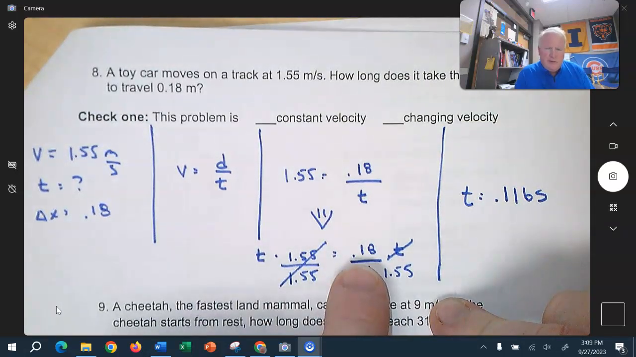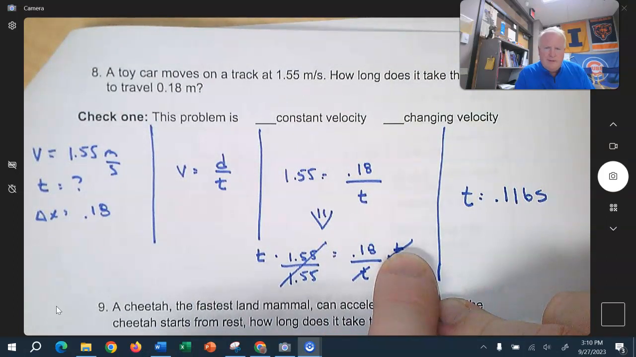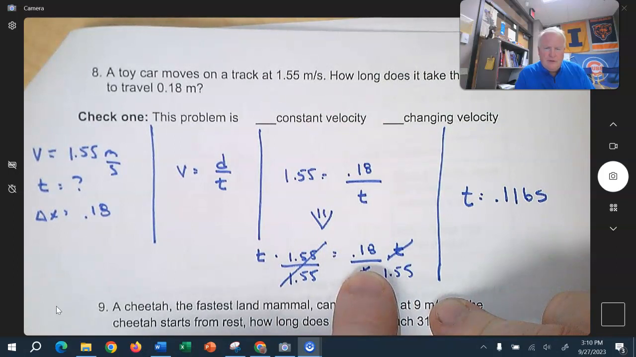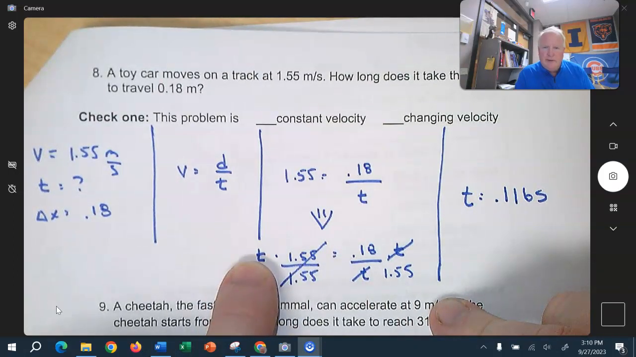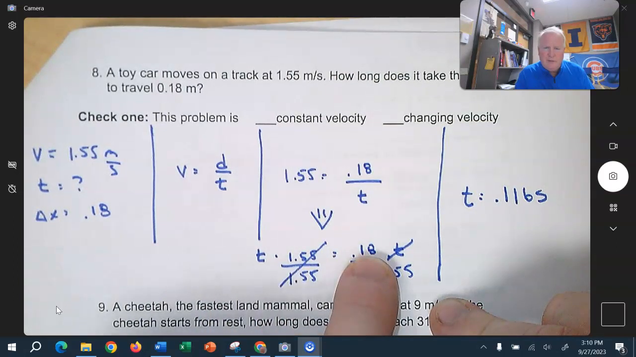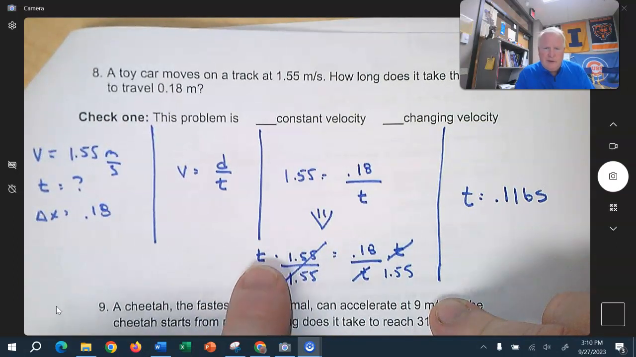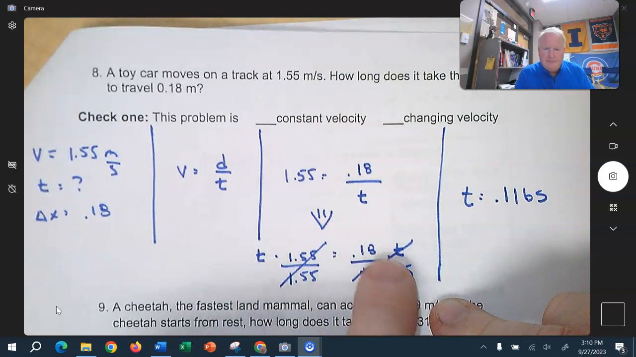And so we have to remember that to solve this problem, the first thing we do is multiply by t. If we multiply by t, these two t's cross out, and I get a t over here on the top. So now I've got t times 1.55 equals 0.18. And so I got to get this t by itself now. How do I get it by itself? I get rid of the 1.55 by dividing. Boom. 0.18 divided by 1.55.